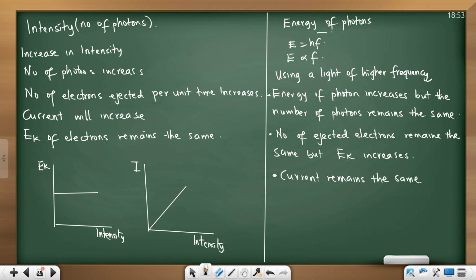And I'll draw the graph of this one as well. Current remains the same. So if I change frequency, what happens? Energy of the light will change. Energy of the electrons will change. But the number will not change. Energy will affect energy. Number of photons will affect number of electrons. So number, number; energy, energy. Let's draw the graph of this and then look at absorption and emission spectrum quickly.